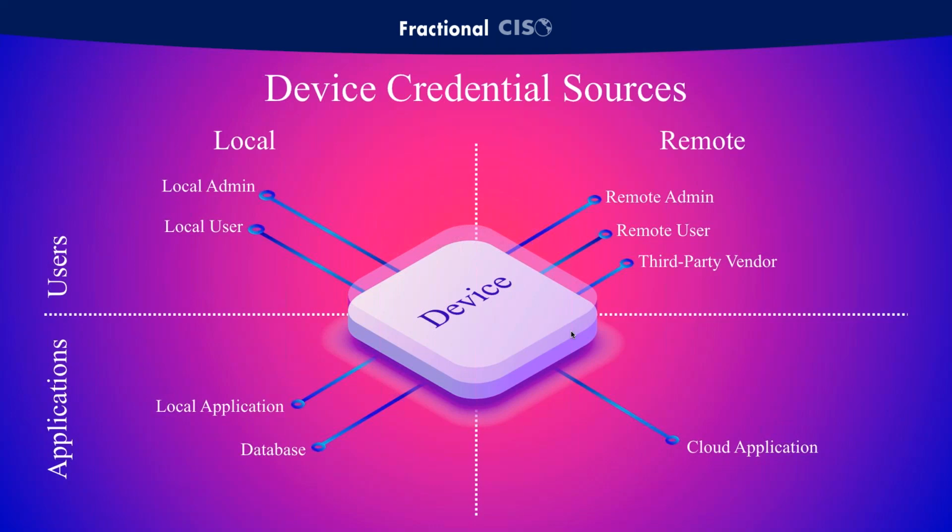Now on the application side, this device is probably communicating with local applications. Maybe there's an imaging system, where the image comes off the device and goes locally to something else. There may be a data store where the data from the device is stored. And then out in the cloud, of course, the same sorts of things could happen. You could have those applications in the cloud.